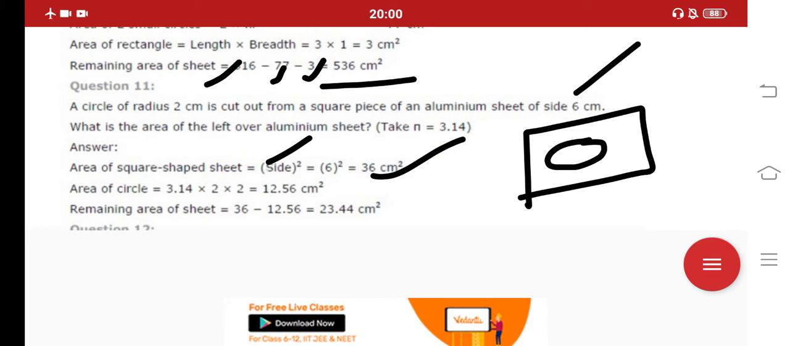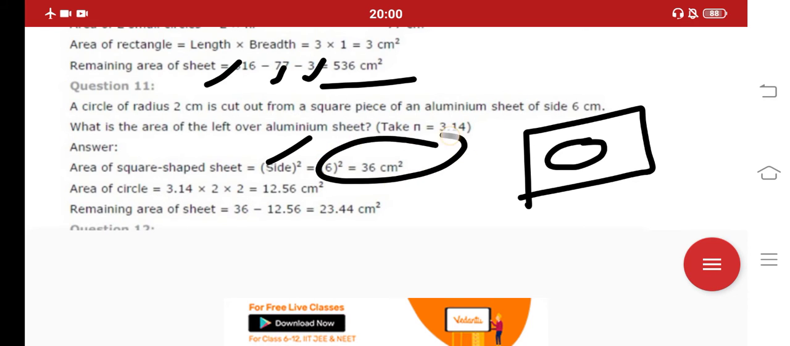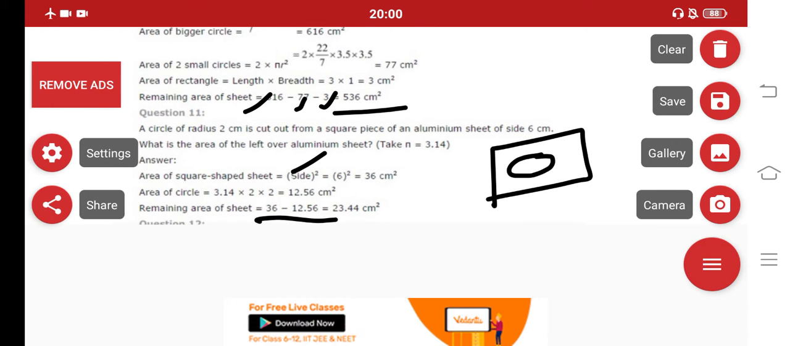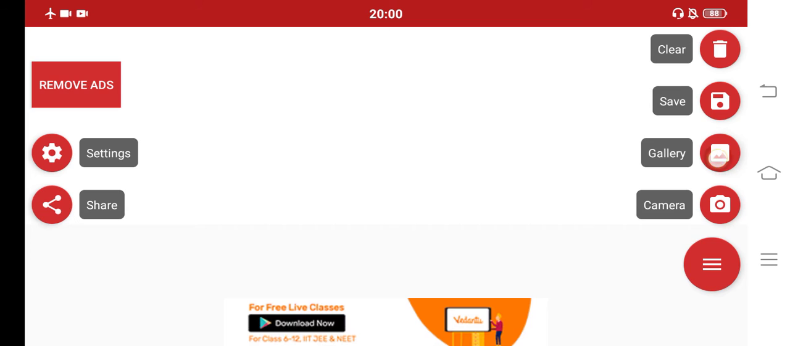And the area of a circle, what is the radius of the circle that should be cut out? That is 2. So pi into r square, so r into r means 2 into 2. So that is 12.56 centimeter square, means from the total square area we have to subtract this circle area. So 36 minus 12.56, that is 23.44. That is the remaining area. So this is how we have completed our question number 11. Now see the next question.